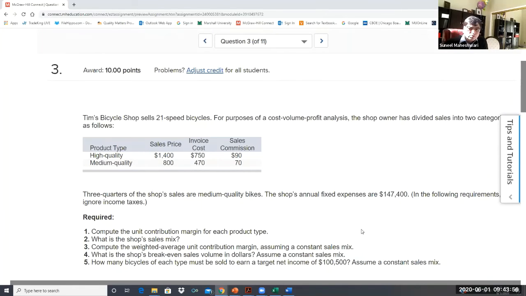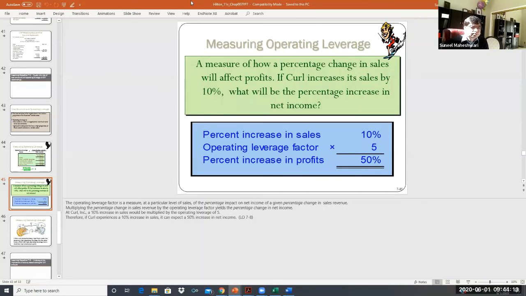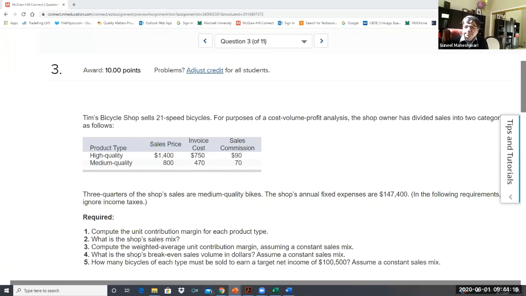Now, what I'm going to move the topic to is what happens if the company sells more than one product? Because most companies will sell more than one product, right? So how do you compute the break-even point when you have more than one product?